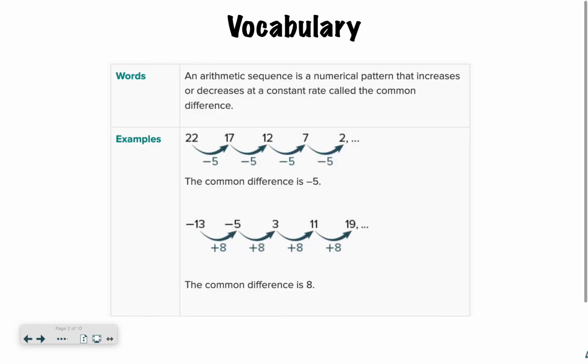All right. So first, let's talk about a little bit of vocab. What is an arithmetic sequence? It's when you have a pattern that increases or decreases at a common rate, okay? And that common rate is called the common difference.